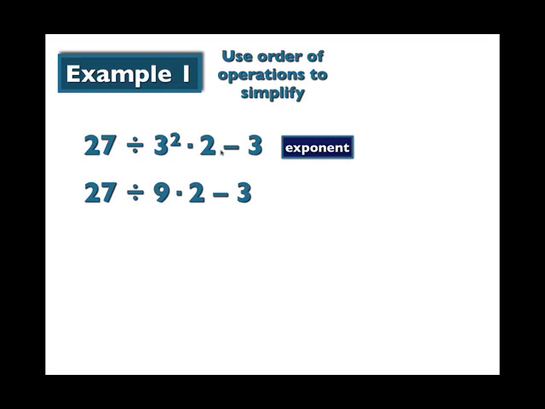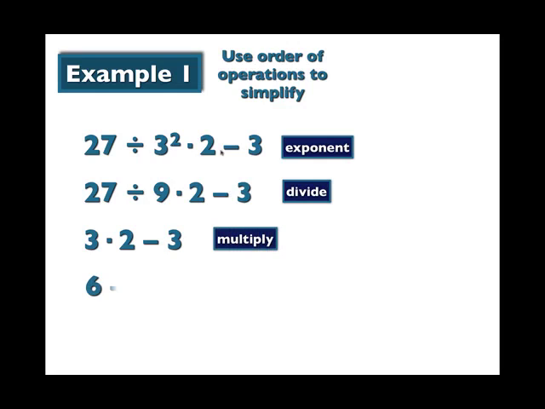Now, the next thing we have is division, multiplication, and subtraction. And we know that we do all multiplication and division from left to right. So the next thing we're going to do is 27 divided by 9. We're going to divide next. That's going to give us 3. So now we have 3 times 2 minus 3. Obviously, multiplication is going to come before subtraction. 3 times 2 gives us 6, and 6 take away 3 gives us 3.